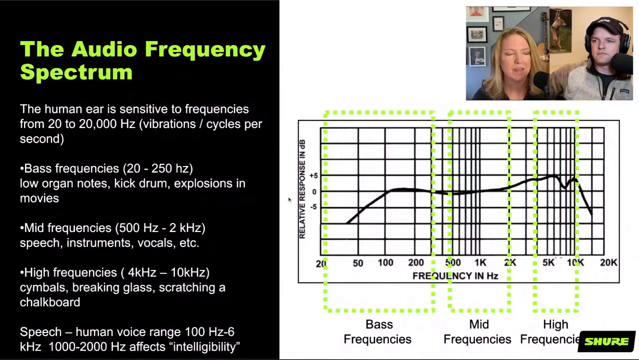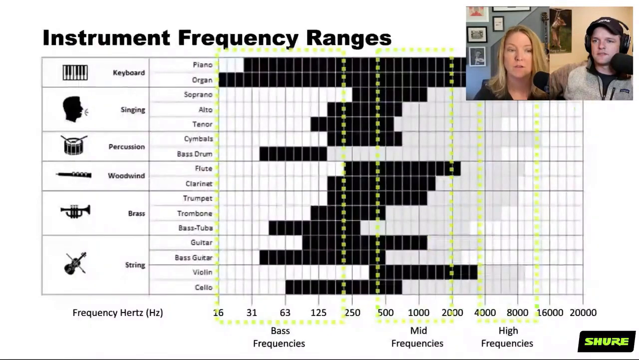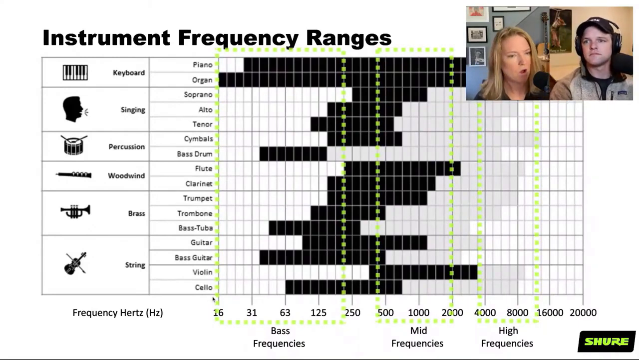And that human voice range, you can see down on the bottom, and what we refer to as intelligibility. That's a big picture overview, but to put it more in context, here's how different instruments play into that frequency range, again separated by bass, mid, and high. You can see where the different vocal ranges would fall, some percussion instruments, and woodwinds landing in that mid-range.